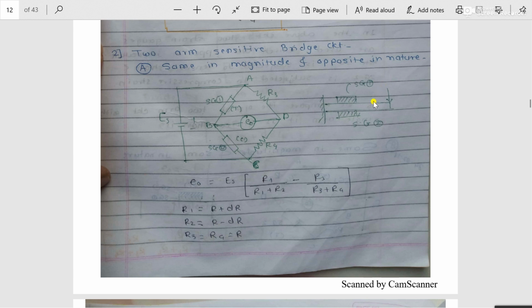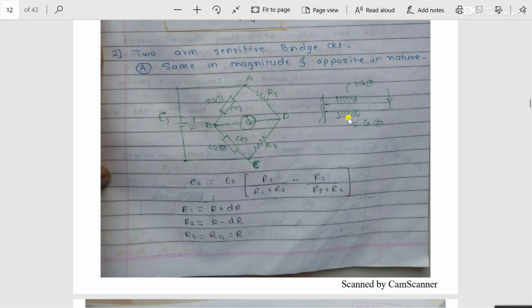So if the load is applied at the free end, the upper portion of this cantilever beam is subjected to tension. At the same time, the lower portion of this cantilever beam is subjected to compression. That means both the strain gauges behave in different manners. That is, strain gauge number 1, which is pasted at the top, behaves in tension.